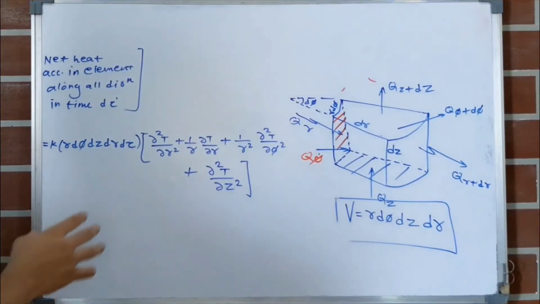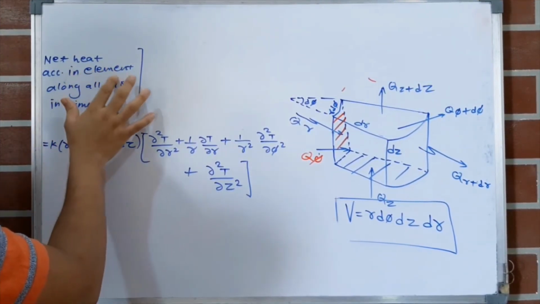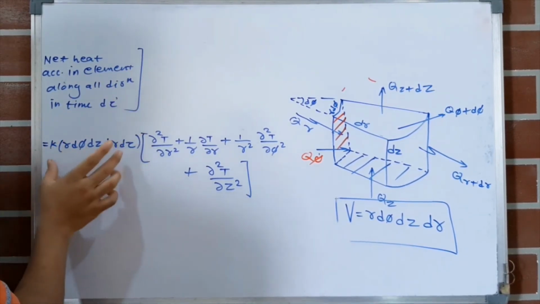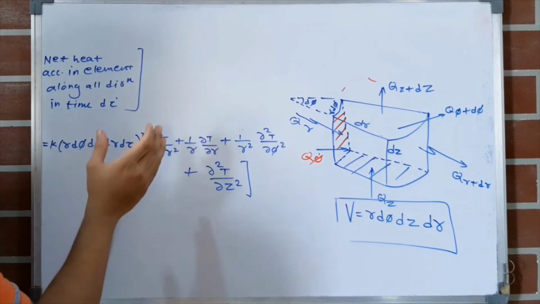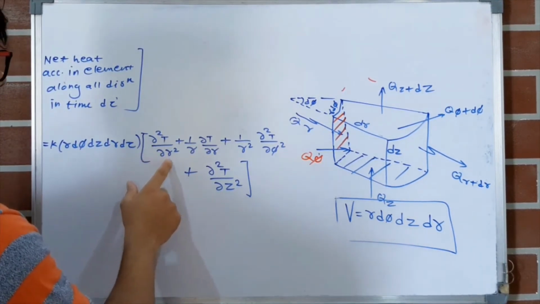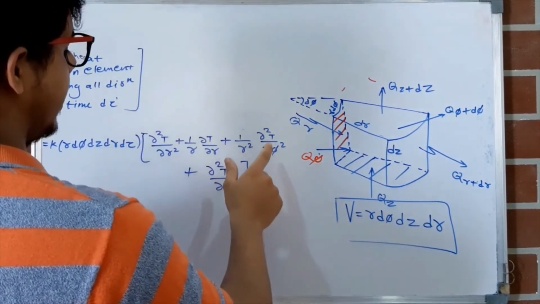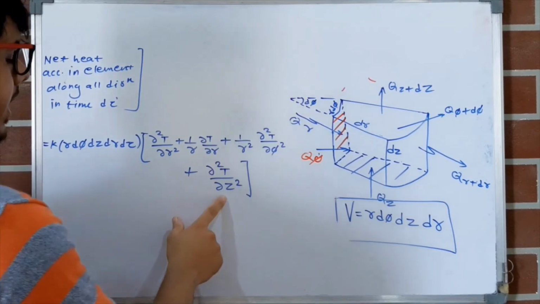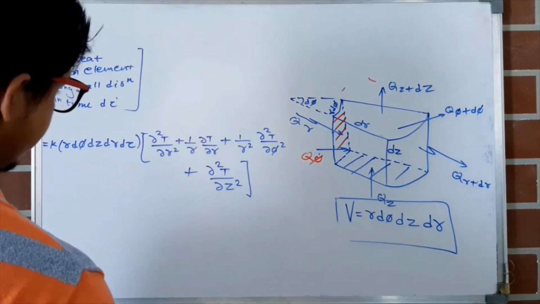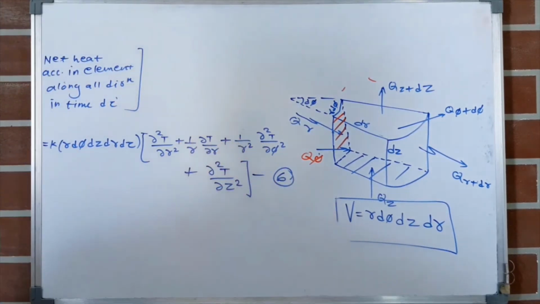Okay, so now a final equation for part A is net heat accumulated in the element along all directions in time d tau is equal to k R d phi dz dr d tau taken common from all three equations. So we will get del square t by del R square plus 1 upon R into del t by del R plus 1 upon R square into del square t by del phi square plus del square t by del z square. So this is the equation for part A. So mark it as equation number 6. Okay, so I hope you got this equation.